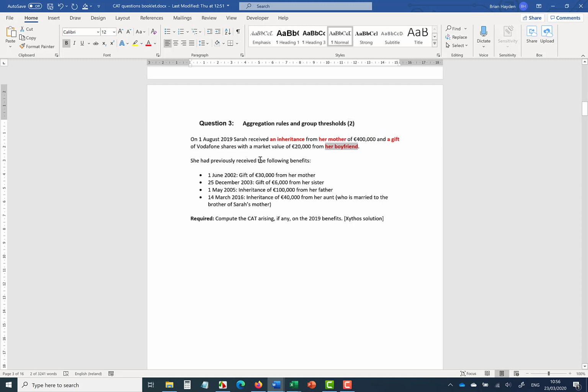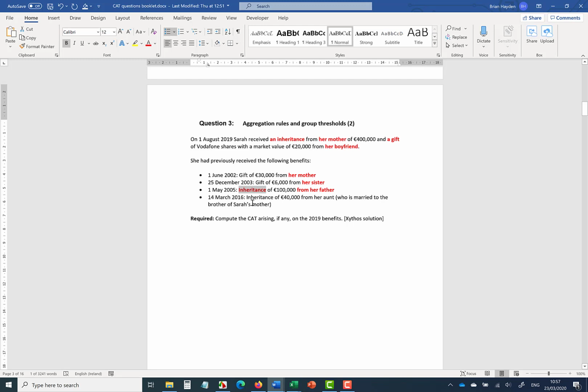She had previously received the following benefits. In June 2002, a gift of €30,000 from her mother. Okay, so 2002 is well within the date range where we include values. Remember, it's anything since 5th of December 1991. December 2003, a gift of €6,000 from her sister. That's going to be a Group B threshold. May 2005, an inheritance of €100,000 from her father. And again, that will be a Group A threshold, but it's an inheritance. We just need to be a little bit careful with the deduction that only applies to gifts.